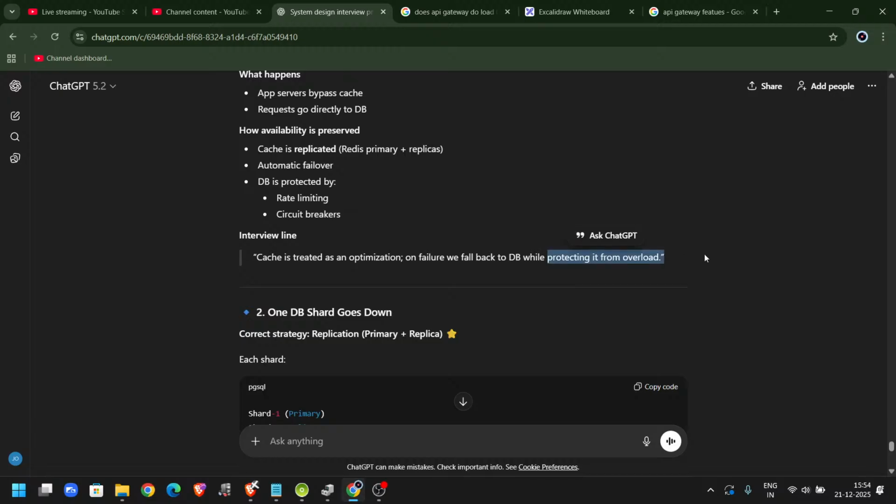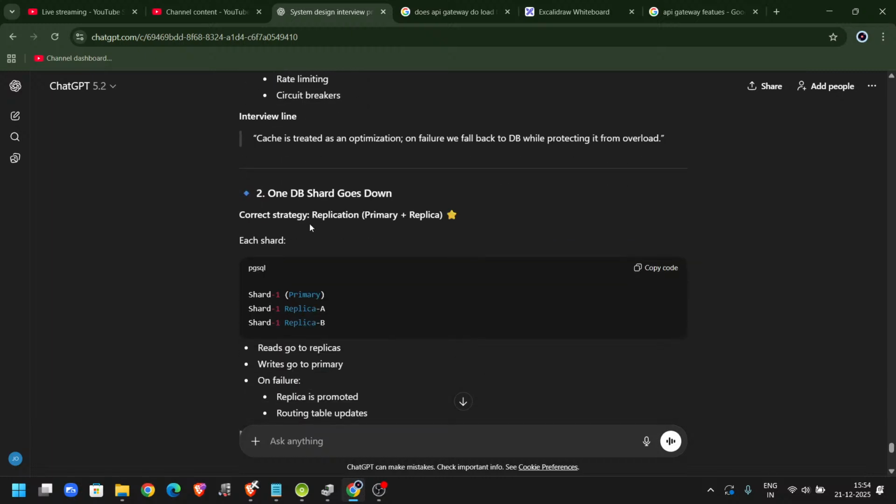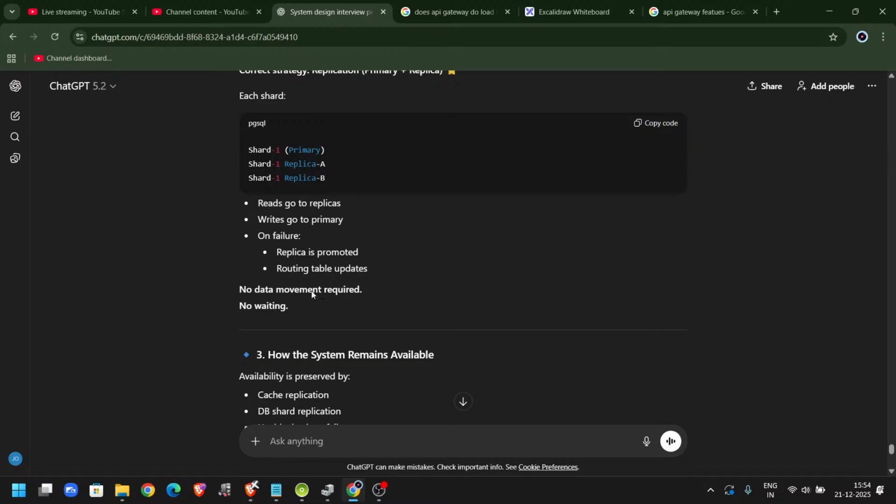Cool, but what happens if too much requests are coming? Then, okay, it's about shard. 1 DB shard goes down. Correct strategy: replication, primary plus replica. Each shard 1 primary, shard 1 replica A, replica B. Reads go to replicas, writes go to primary. On failure, oh, इस तरह से reads go to replicas. On failure, replica is promoted to primary. Routing table updates. No data movement required. No waiting.